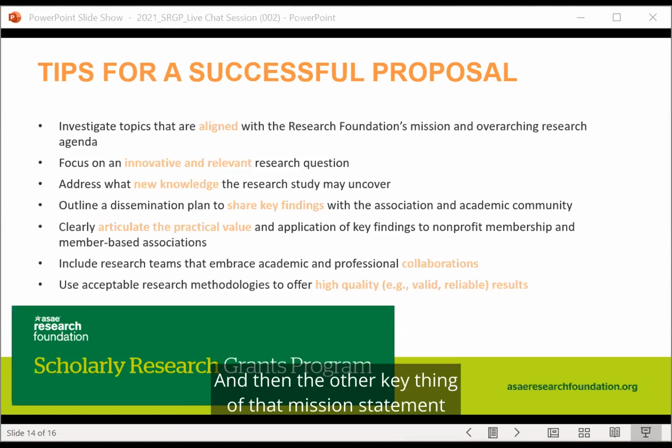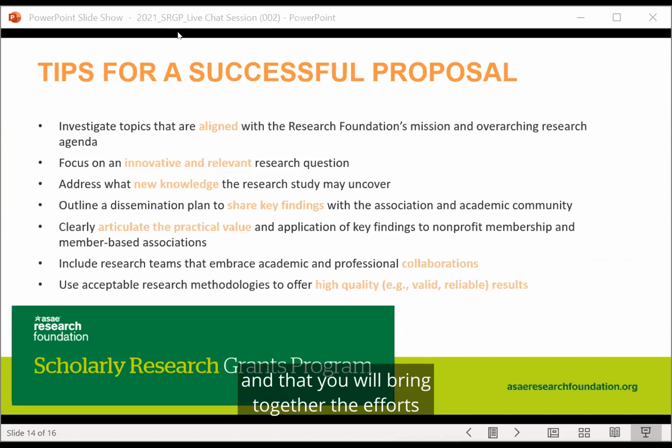The other key part of that mission statement is that it says conducting research that no one organization can undertake on its own. We're looking at things that are collaborative and bring together the efforts of a variety of different organizations and people to attack research questions that can't be answered within just one organization.